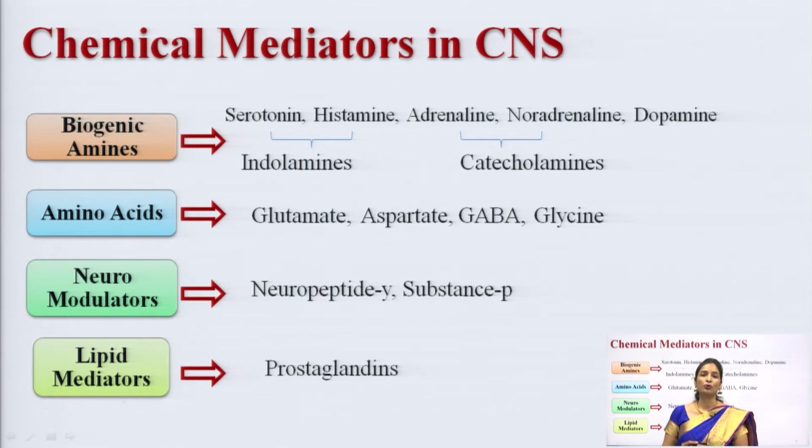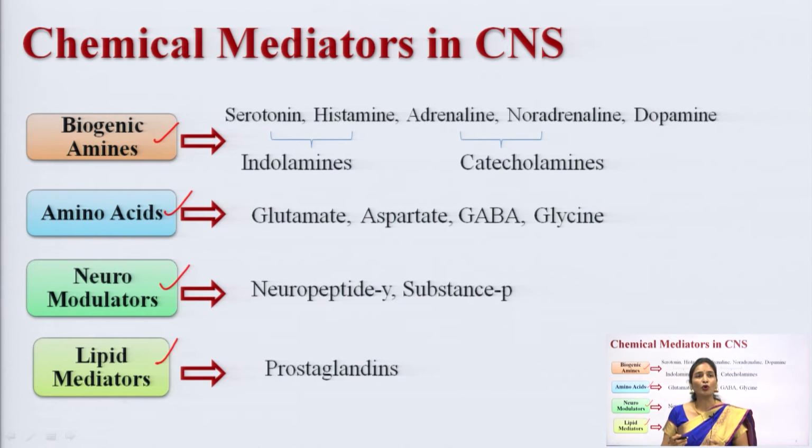Next, we will move to the chemical mediators in the CNS. There are 4 chemical mediators in the CNS, namely biogenic amines, amino acids, neuromodulators and lipid mediators. These are the 4 chemical mediators which you can see in the CNS.